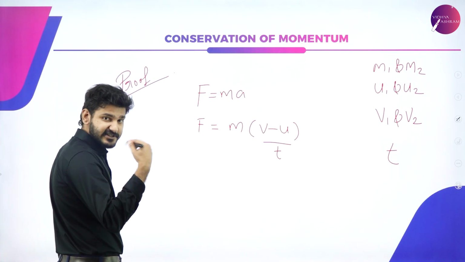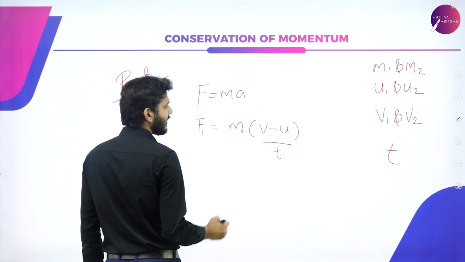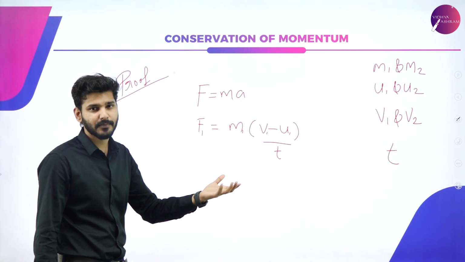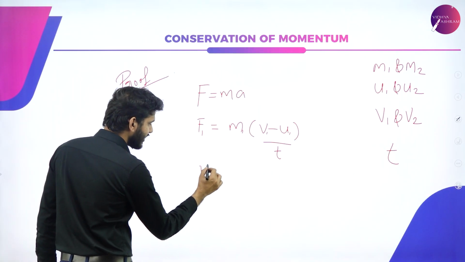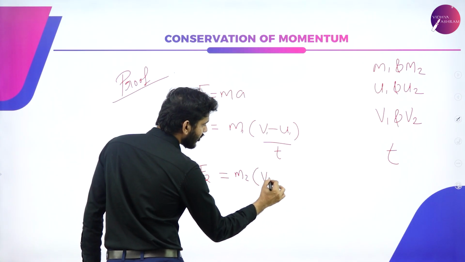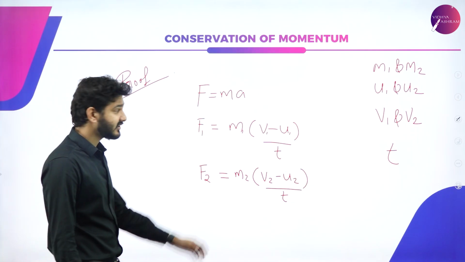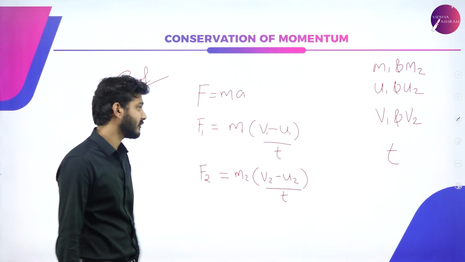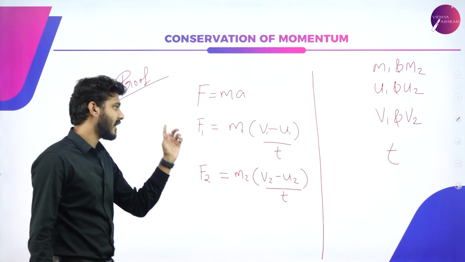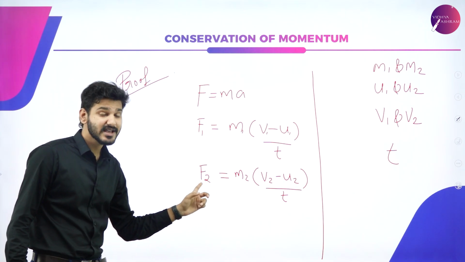Now, for the first body, which has mass m1, I can write it as m1(v1 minus u1) divided by t, because t is common for both. The collision happened in t amount of time. Now for body 2, I can write it as m2 into (v2 minus u2) divided by t again. Now this is from Newton's second law of motion, F is equal to ma, or simply F is equal to m(v minus u) divided by t. This is the force on the first body, and this is the force on the second body.